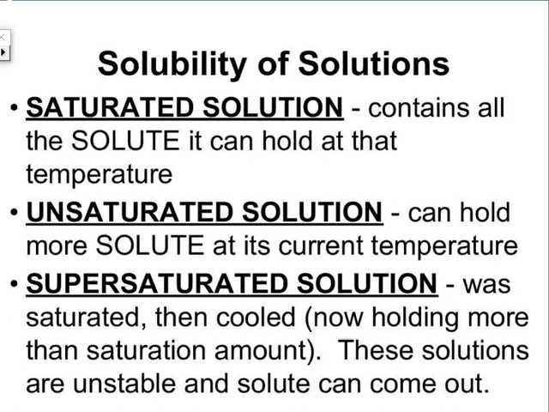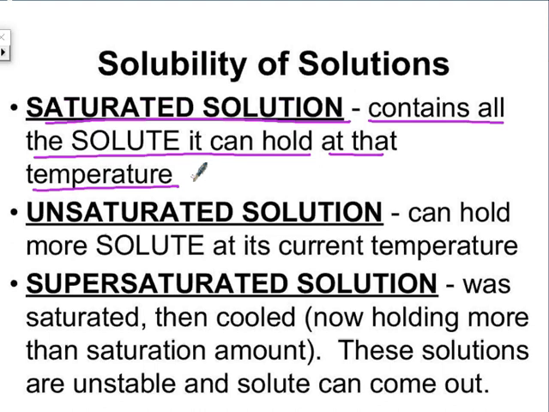When we start talking about solutions and solubility, we can describe our solutions in three separate ways. We can say that the solution is saturated. A saturated solution means that you have dissolved as much solute as you can, but you haven't added extra. It contains all the solute it can hold at that particular temperature. We're going to talk about how temperature can affect it as well. At a specific temperature, you've added as much as you possibly can.